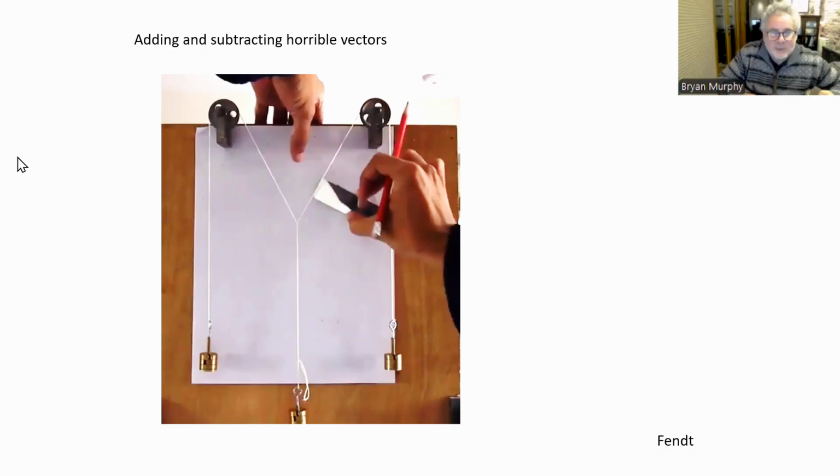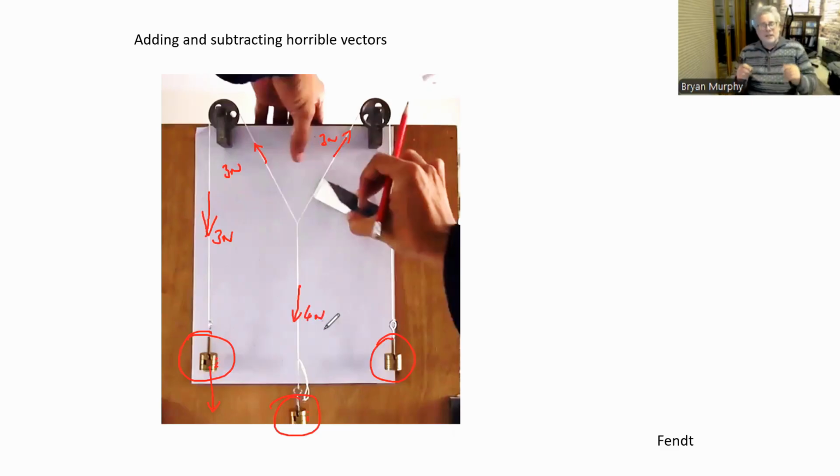So what we have is 3 masses, 1, 2, and 3. I think that has a weight of 3 newtons, so this force down here is 3 newtons. That force up there is also 3 newtons because it goes around the pulley, and this looks like maybe 4 newtons, I don't know. So you set it up with your 3 newtons, 3 newtons and 4 newtons, and you leave it to equilibrate, to stop jiggling around.